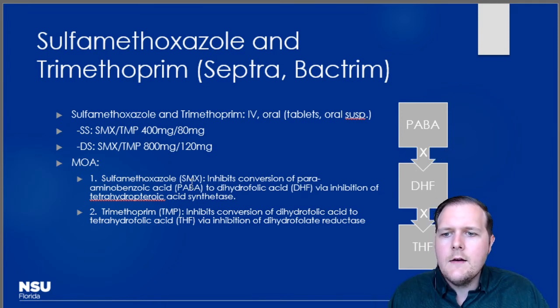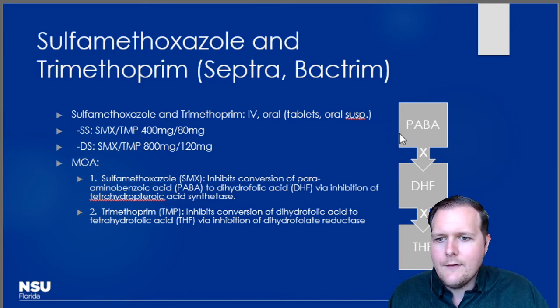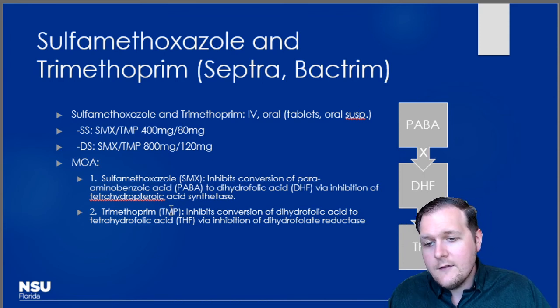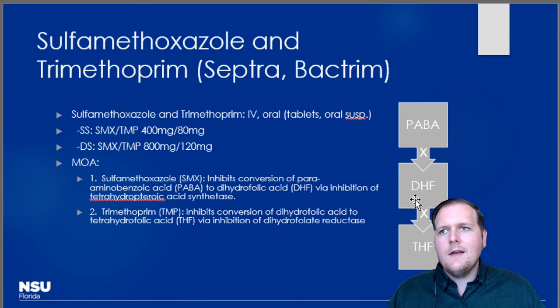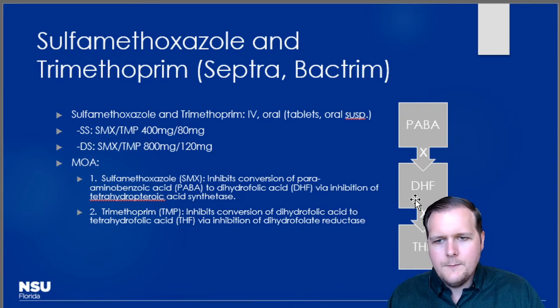What we're going to see here is that sulfamethoxazole is inhibiting the conversion of PABA to dihydrofolic acid. So basically it's preventing the bacterial cell from utilizing folic acid in the first place. And then trimethoprim is inhibiting the further conversion of DHF, dihydrofolate, over into tetrahydrofolate or tetrahydrofolic acid. So it's working on 2 steps of the same process to prevent production of new nucleotides.